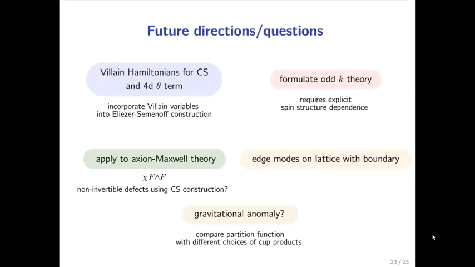So okay, that's a good question. Certainly in the continuum, if you integrate out some massive fermions, then you generate Chern-Simons terms, but I don't know that that's been explicitly verified on the lattice.